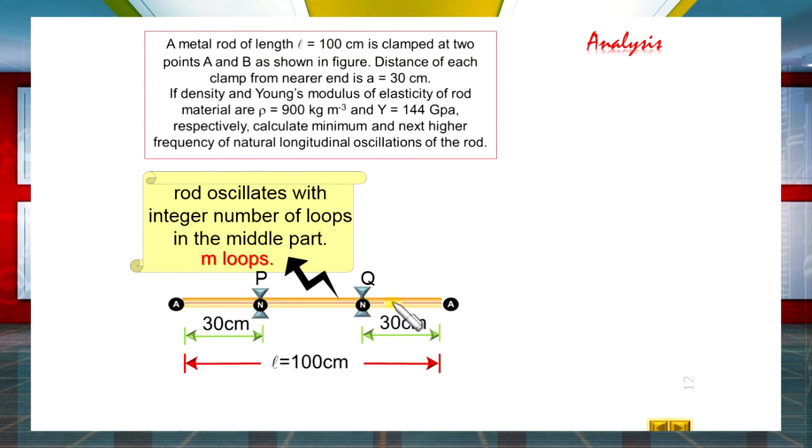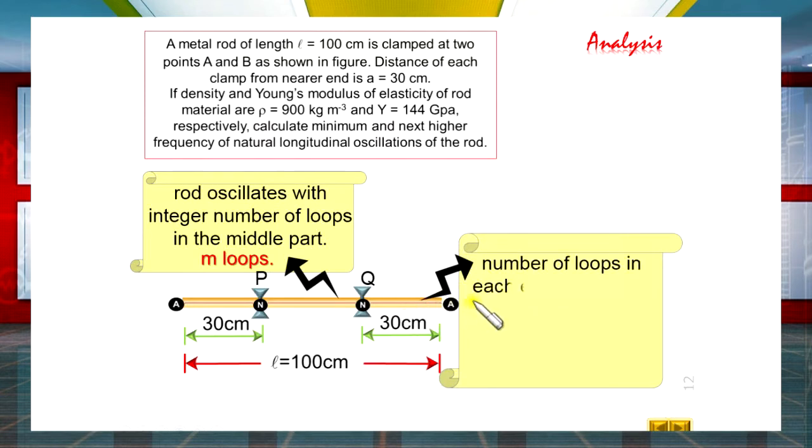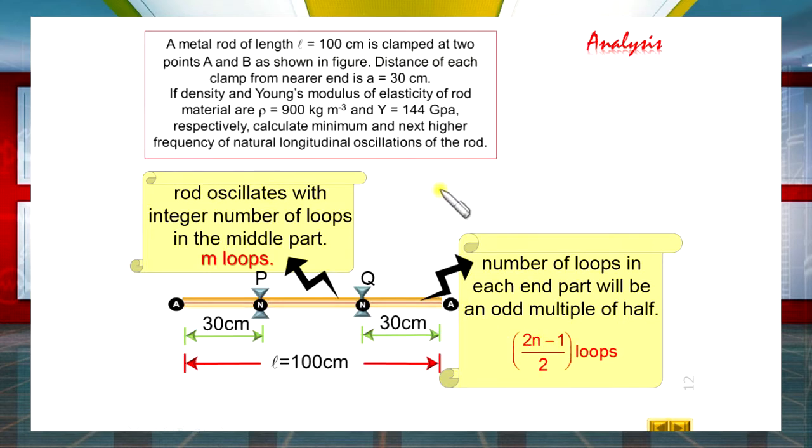If we observe this right section, this is the dissimilar end condition, and we know dissimilar end condition section always has the number of loops that is an odd multiple divided by 2, that is 2n minus 1 divided by 2 loops. So this section always has 2n minus 1 divided by 2 loops, and we know length of each loop is lambda by 2. So now let us relate lambda with the length of the section of the rod. Now let us calculate the value of small m and n. We know small m and n both should be integers.